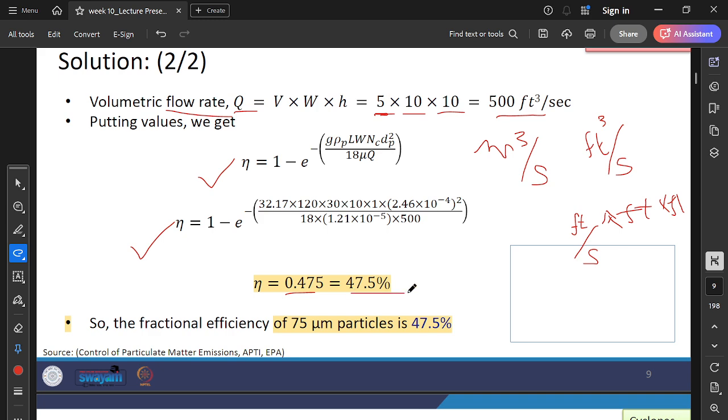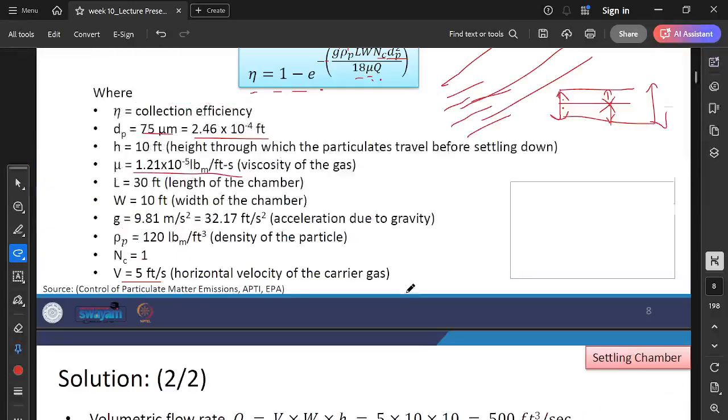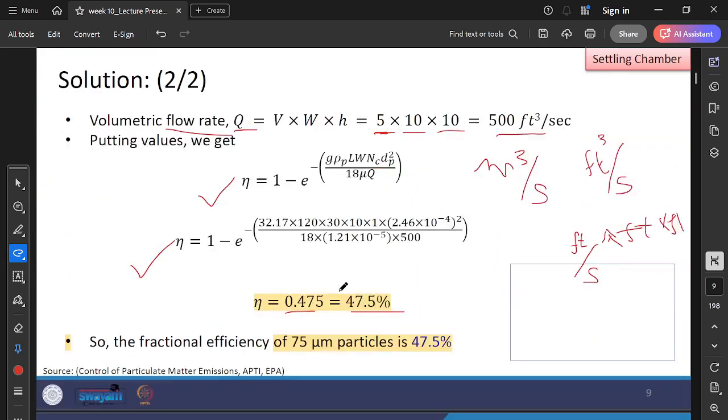So if I take a 75 micrometer diameter particle, which is 2.546 into 10 power minus 4 feet, then 47.5% of that particle will settle. The other 52% will go out along with the effluent gas. You got it? So that's the concept behind the settling chamber.